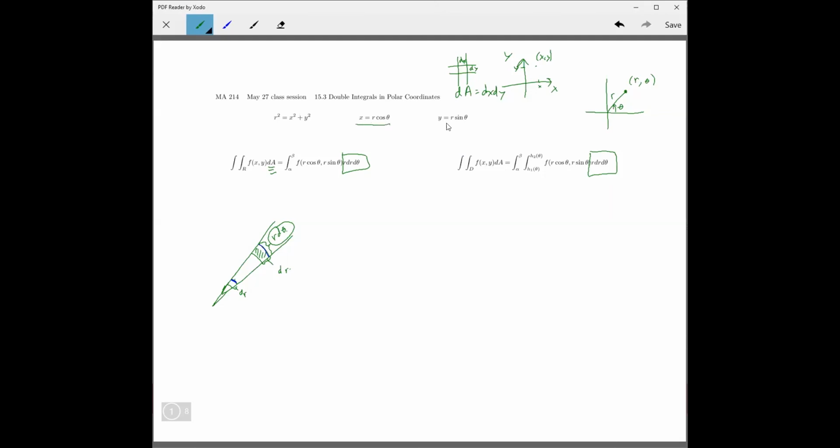Because x is r cosine theta and y is r sine theta, you replace the x and y by r cosine theta and r sine theta. But then you have to make this r dr d theta. And one possibility would be where you have r being between h1 of theta and h2 of theta.